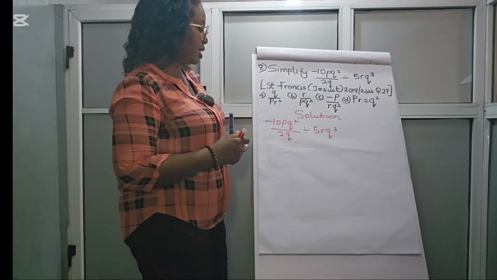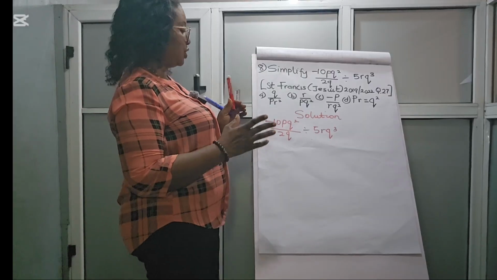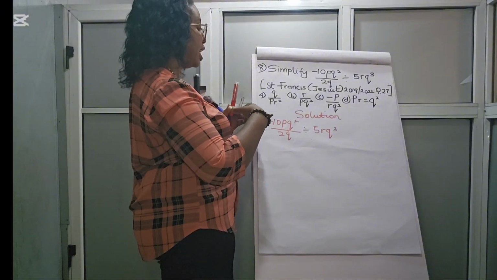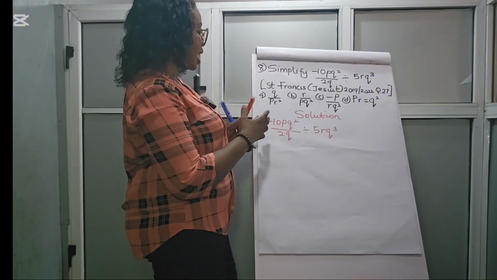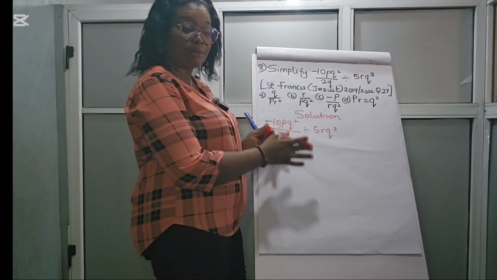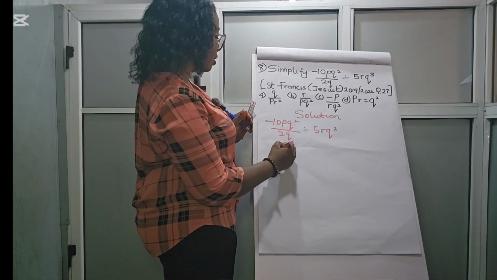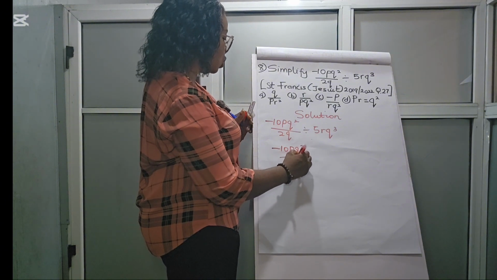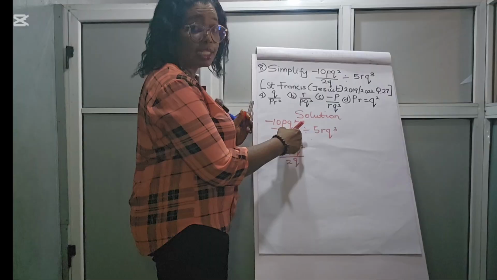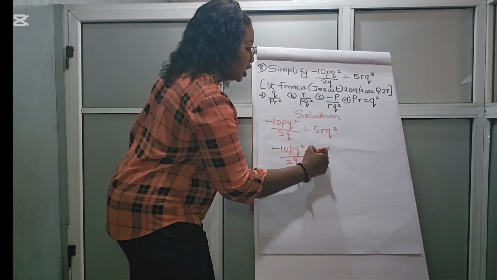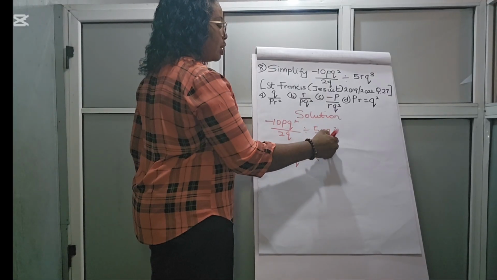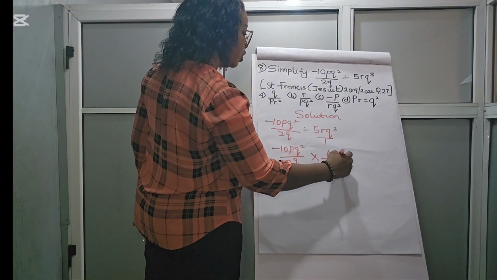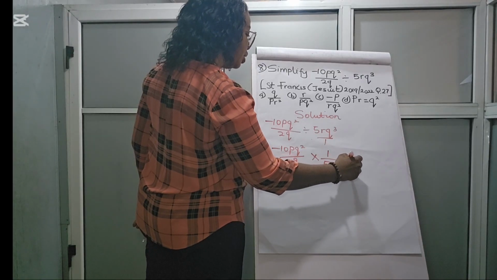Looking at this, this is more like division in algebra, where we'll have to expand and then divide. First of all, simplifying this further, this is also equal to minus 10pq squared divided by 2q. The division sign changes to multiplication, and we write the inverse of this fraction here. This will be 5r raised to power 3.